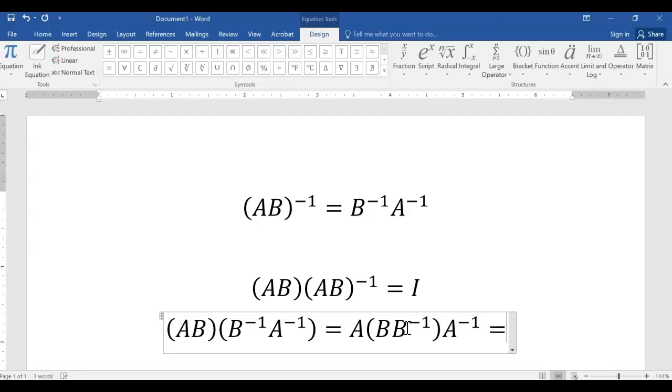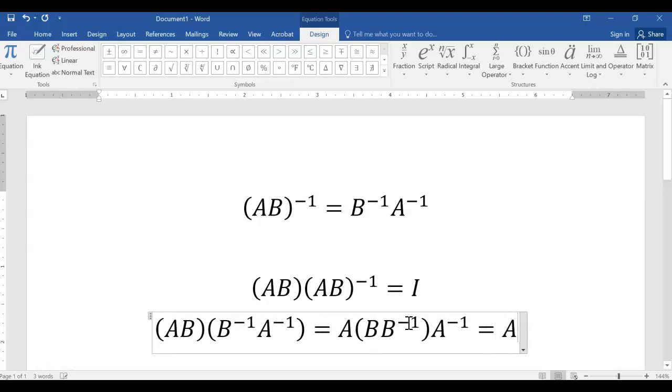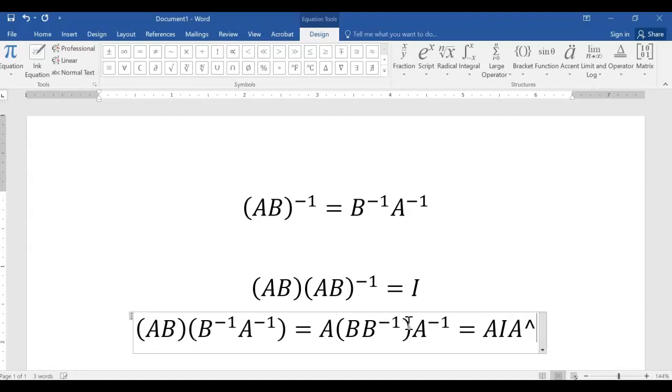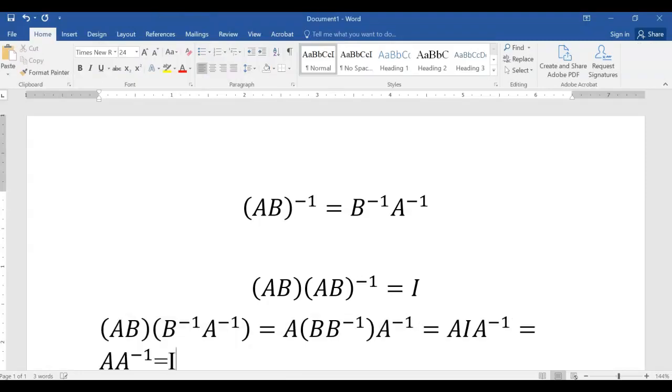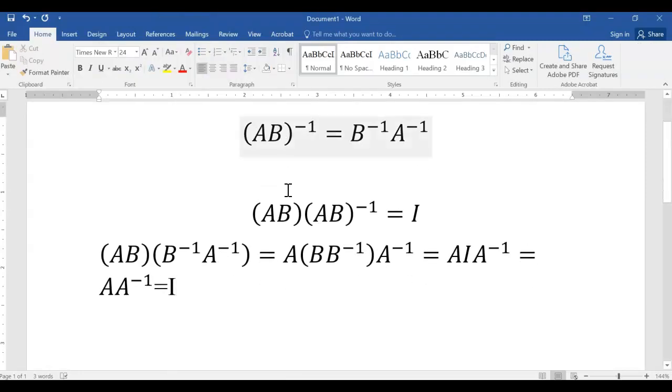Notice what that's going to do. That's going to give us A. B times B inverse is the identity. Then A inverse. A times the identity is just A by itself. So we got A times A inverse, which is obviously the identity matrix. So because AB times this gives you the identity matrix, this matrix has to be equal to AB inverse. So you can't just distribute the inverses, because you have to be aware of the order.